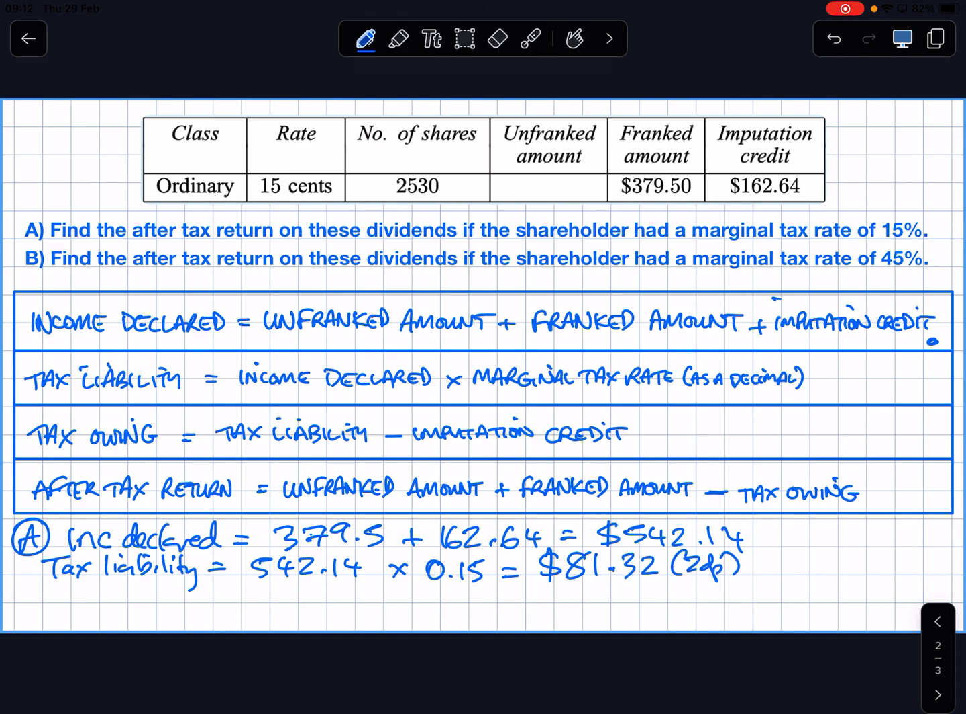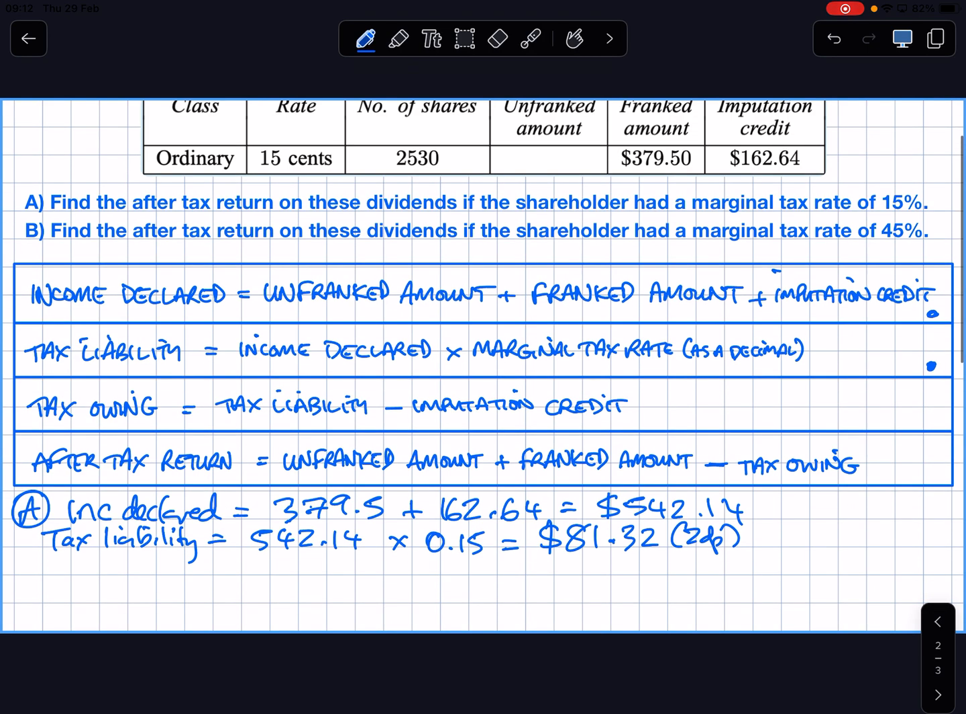So that's tax liability. I'm working my way down the formulae, up to the third one. Tax owing. What do I owe in tax? It is equal to the tax liability, which was $81.32, take away the imputation credit. This tax owing is working out how much tax I should owe the government if I have a 15% tax rate. But then I'm also taking away the imputation credit, which is the tax that the company already paid.